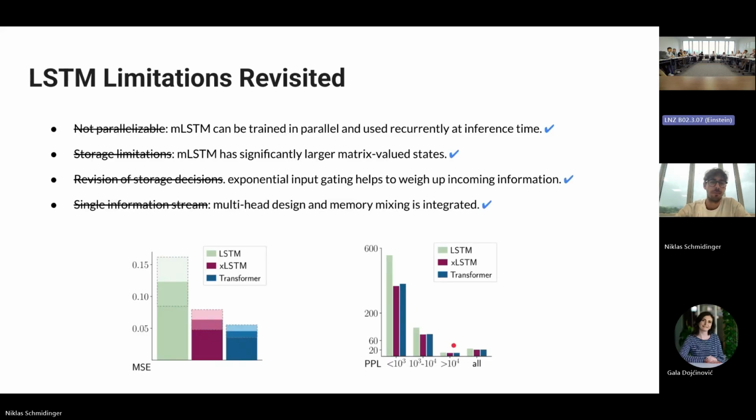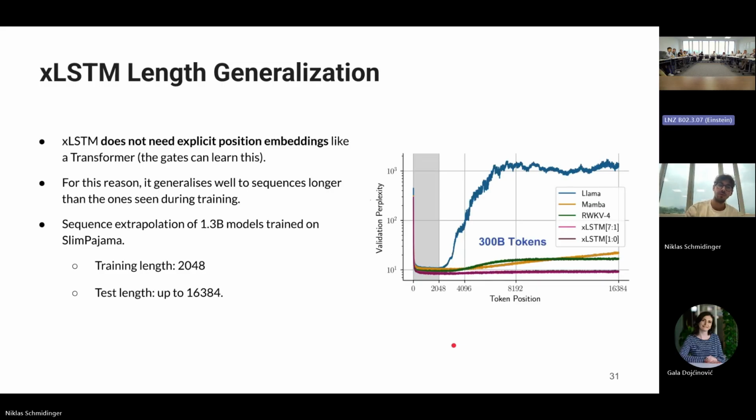Another very cool thing about the xLSTM is the length generalization. Because we have these learned gates, you don't need to train these models with positional embeddings. Transformers always use positional embeddings because of how the attention mechanism is designed. But the xLSTM, because of their recurrent nature and because of the gating, don't need explicit position embeddings, and they're usually not trained like this.